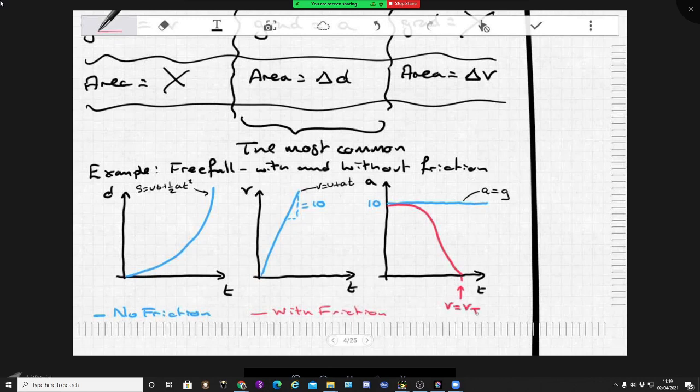Now, if I go through the same thing again, the gradient of this starts off as a constant, but then falls to zero. So what happens is it follows the same path, but then the gradient falls to zero. In other words, it goes flat. And that's when v is equal to v_T.